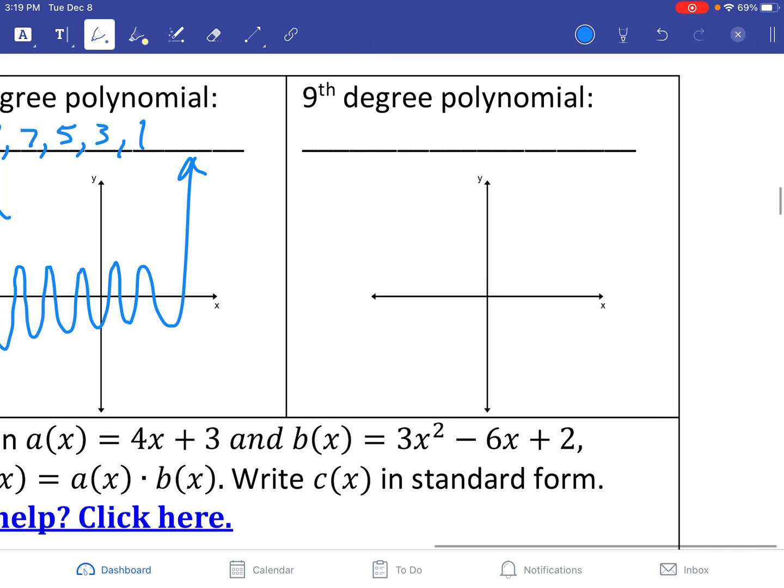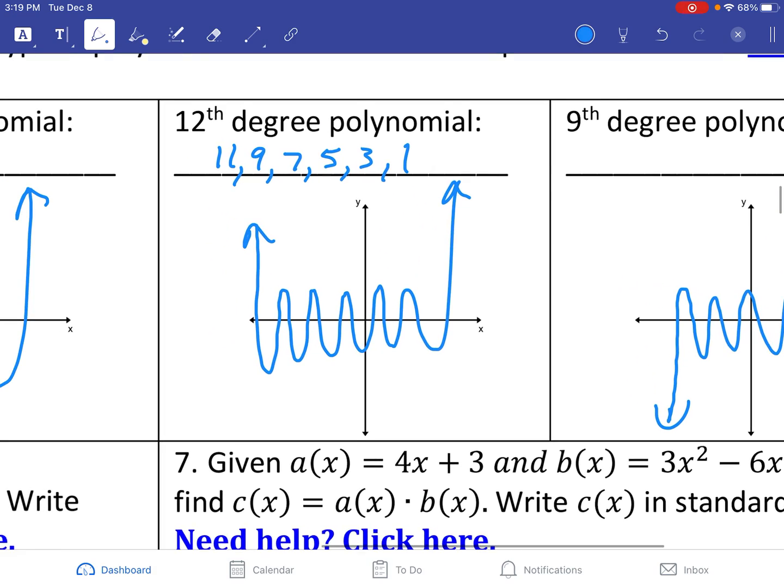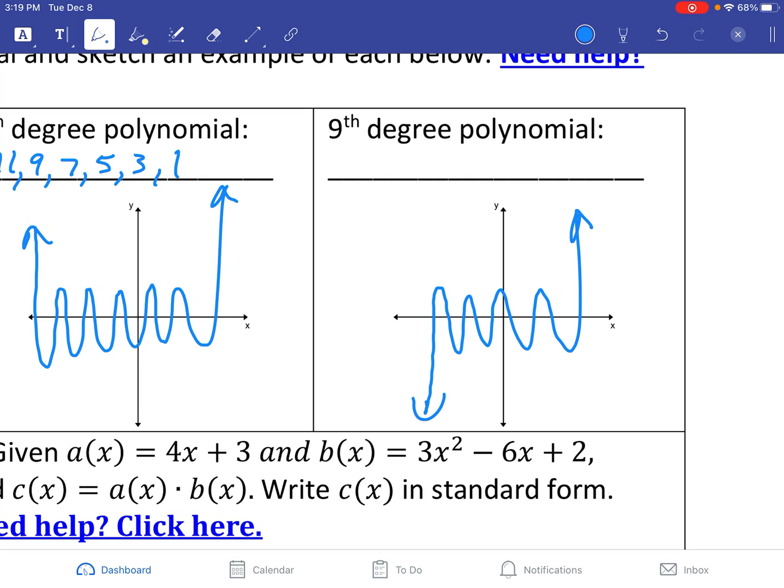And lastly, a 9th degree. I'm going to start down low because that's where odd degree polynomials begin, unless they're negative. So I'm just going to go up 1, 2, 3, 4, 5, 6, 7, 8, 9. Okay, now notice odd degrees start and end in different directions. Even degrees start and end in the same direction. To find the extrema, we're going to again subtract 1 from the 9th degree, which gives us 8, and then every other number. 6, 4, 2, 0. And that is it. That's how you find the number of extrema, and that's how you graph that little sketch of a graph.